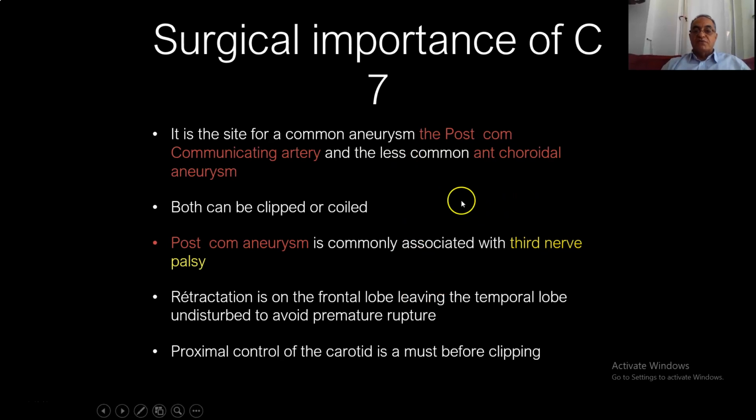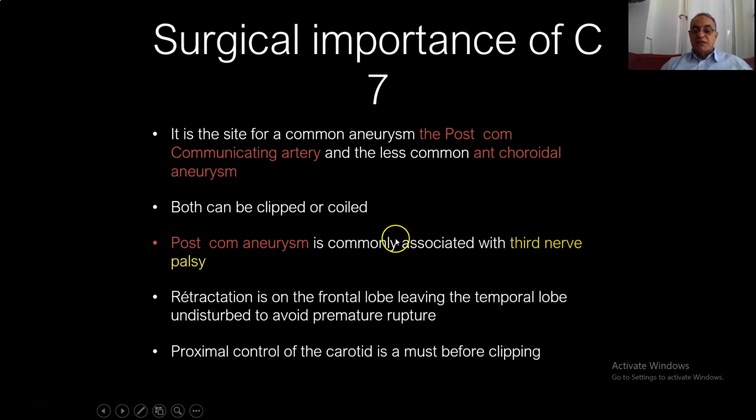Surgical importance of C7, as C6: site of common aneurysm, the PCOM, the posterior communicating artery aneurysm, and less common, anterior choroidal aneurysm. Both can be clipped or coiled. The PCOM aneurysm is commonly associated with third nerve palsy. Most of the cases, you get third nerve palsy with the PCOM aneurysm. And retraction, if you want to expose it, is on the frontal lobe, because the PCOM aneurysm is mostly adherent to the medial surface of the temporal lobe.